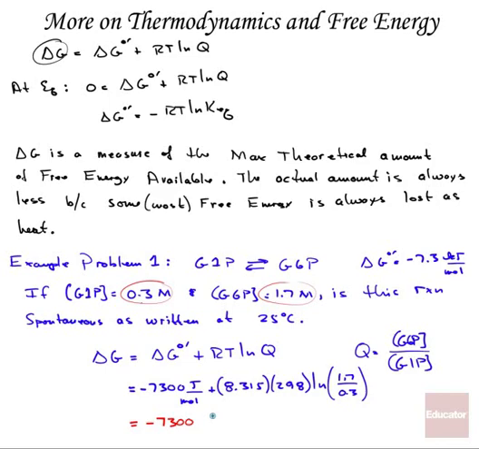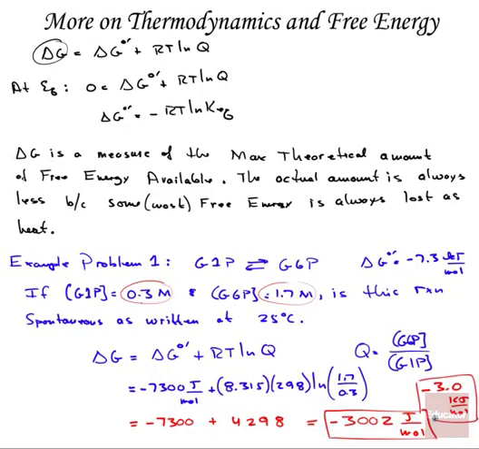And when we run this calculation, we end up with minus 7,300 plus 4,298 for a total of minus 3,002 joules per mole. Okay, so now the delta G is minus 3,002 joules per mole, which is minus 3.0 kilojoules per mole.